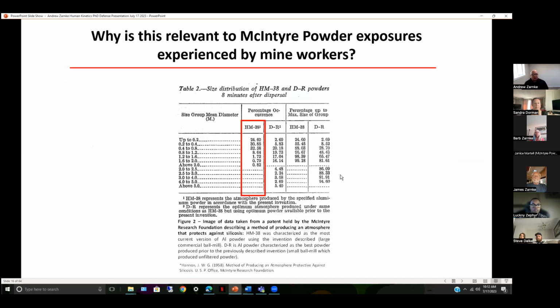So where does McIntyre powder fit into this? This is some old dispersal data that we found in patents that were held by the McIntyre Research Foundation. This is 8 minutes after dispersal of McIntyre powder, and you can see the units here are micrometers. It's not the proper logo, but it's micrometers. So we can see after 8 minutes, there was still 24% of the particulate below 200 nanometers, or 0.2 micrometers. So we knew before we had done our characterization that McIntyre powder was potentially a nanomaterial or a nanoparticulate.